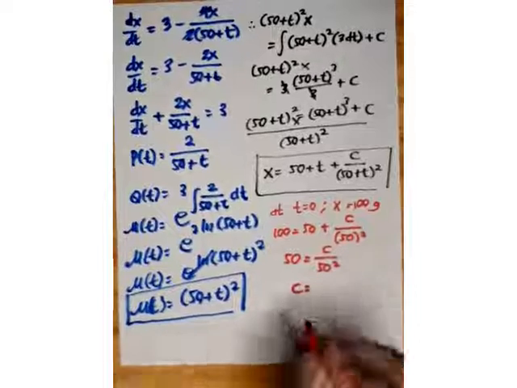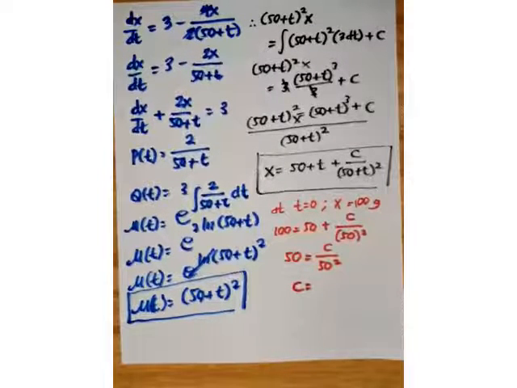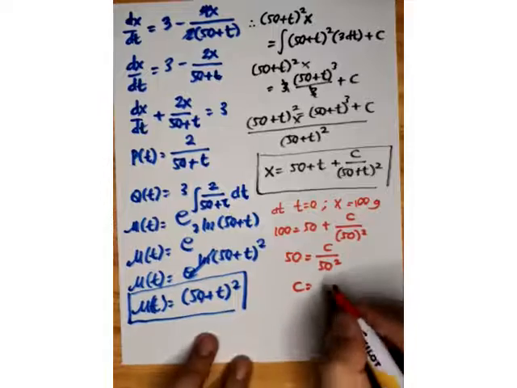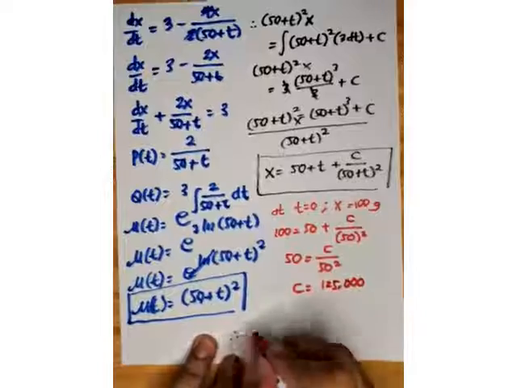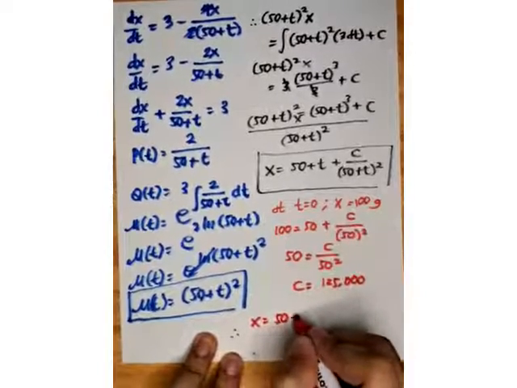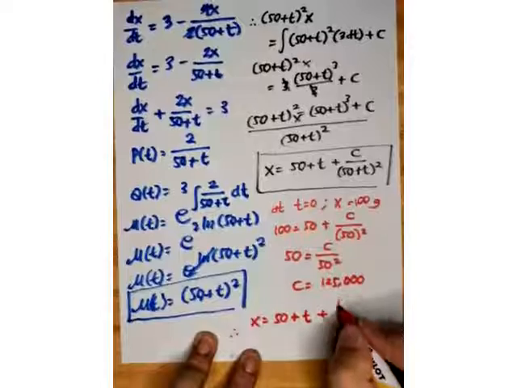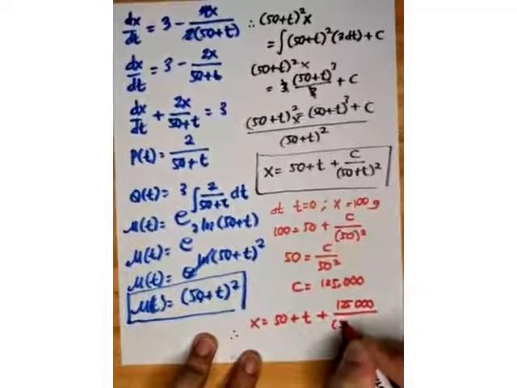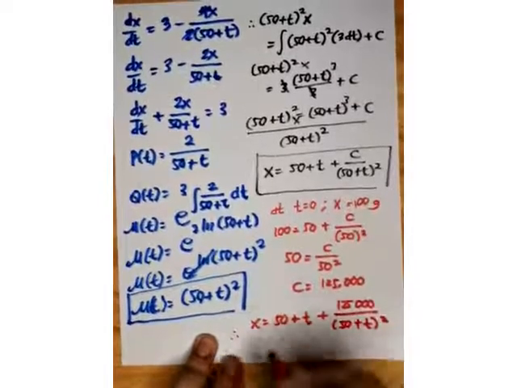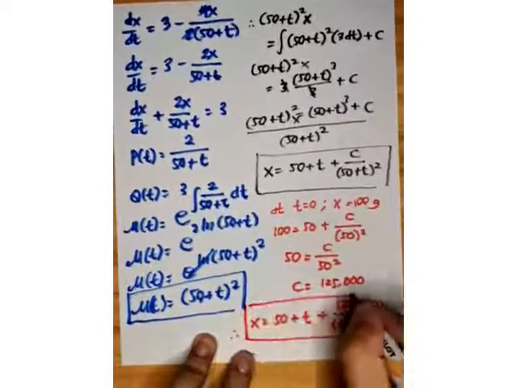So c is equal to 125,000. Laki naman. Okay, c is 125,000. So therefore, x is equal to 50 plus t plus 125,000 over 50 plus t squared. Okay, so this is our particular solution.